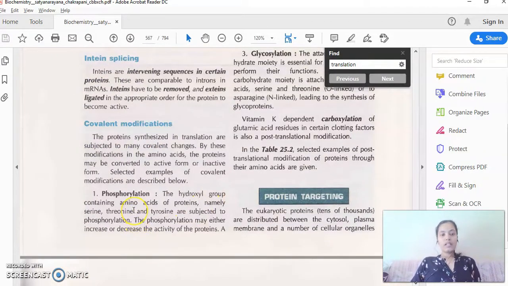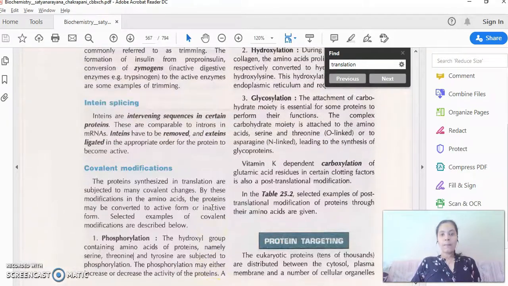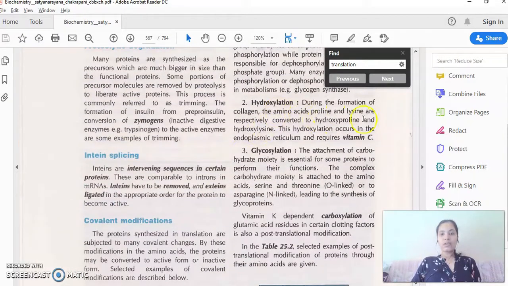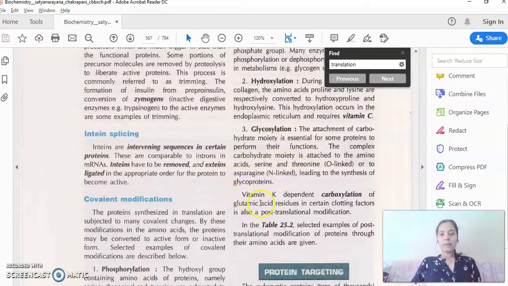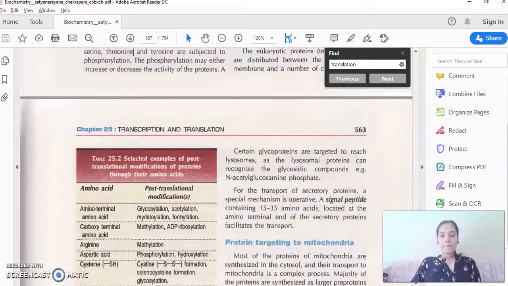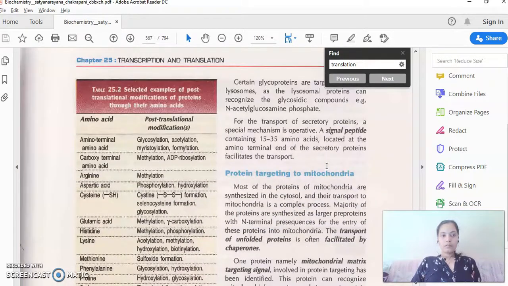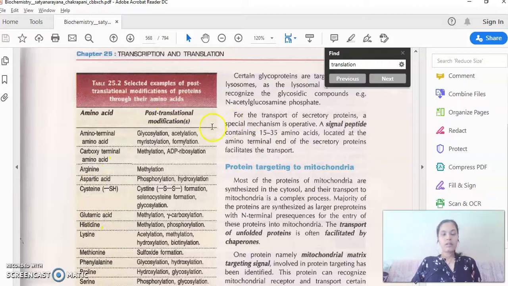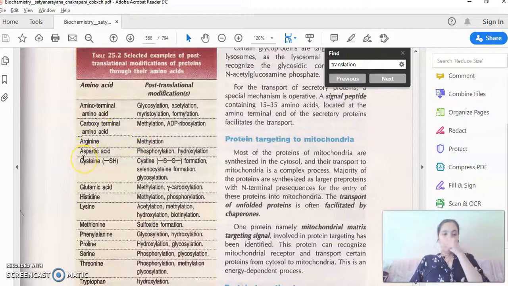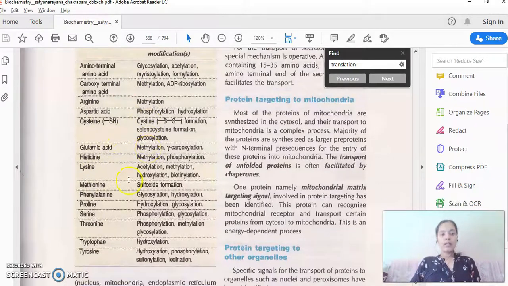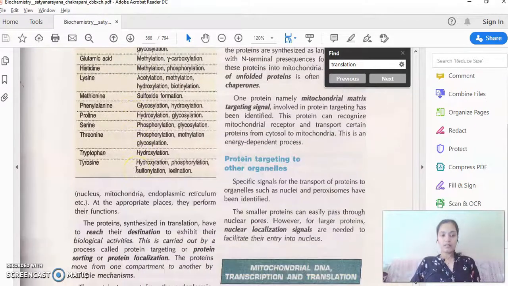We have already seen phosphorylation, then hydroxylation, for example for the formation of vitamin C. Glycosylation is for vitamin K. So these are the post-translational modifications. They have given the list of amino acids wherein different types of reactions take place to modify the peptide which is synthesized.